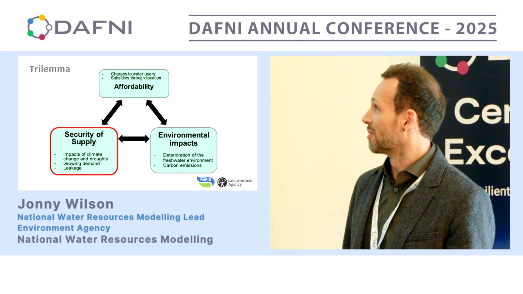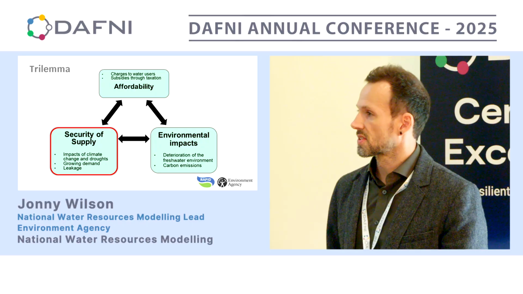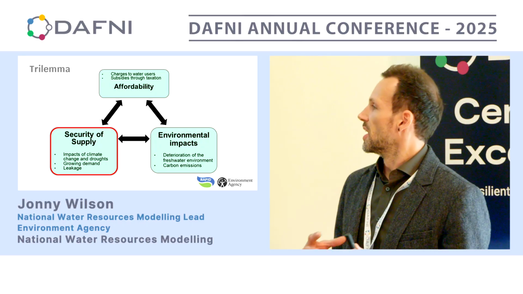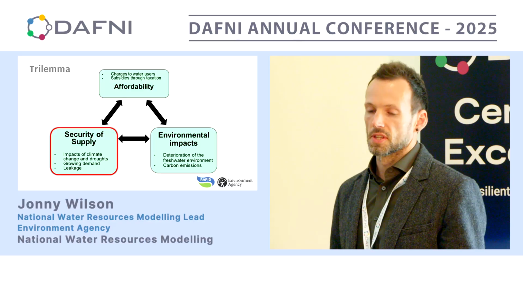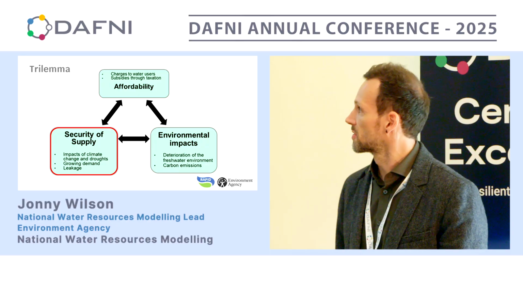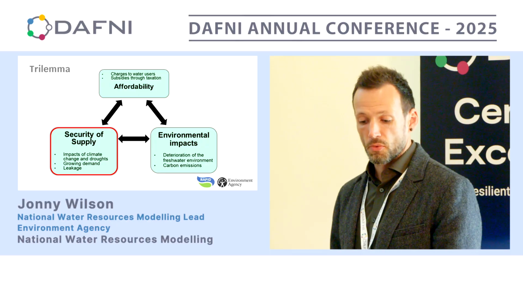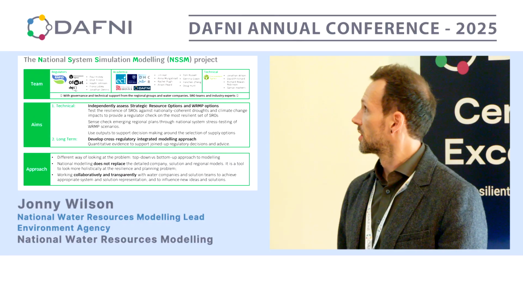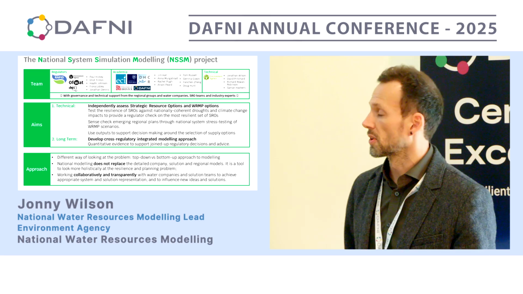Where we are and where we started off was focusing on the security of supply aspect, and starting to look at independently testing whether we agree at a national level with the drought resilience benefits associated with strategic resource options that water companies are telling us about, and whether the right mix of options is being chosen. And that leads on nicely to the National System Simulation Modelling Project.